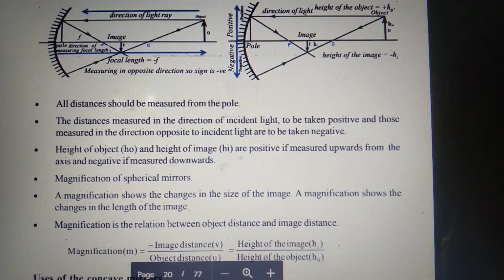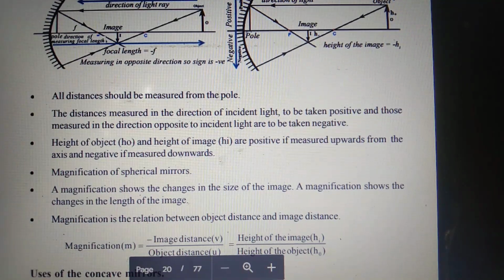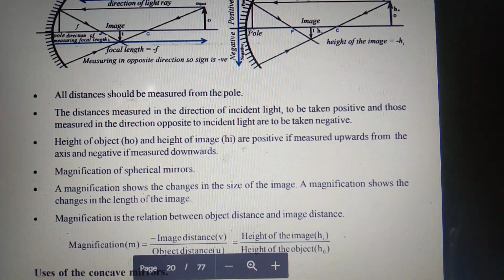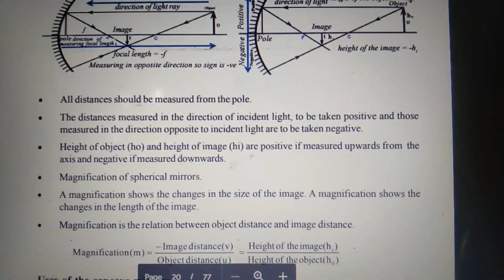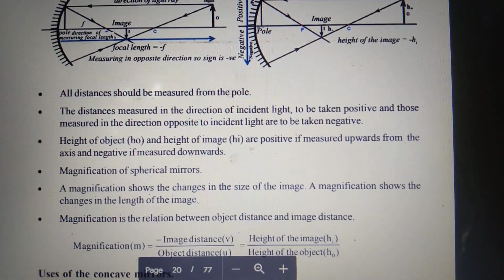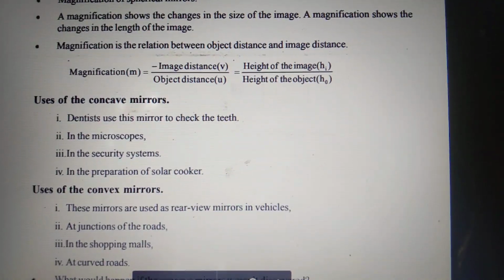Coming to magnification. Magnification is the ratio of image distance to the object distance with a negative sign, or we can also define it as the height of the image to the height of the object.